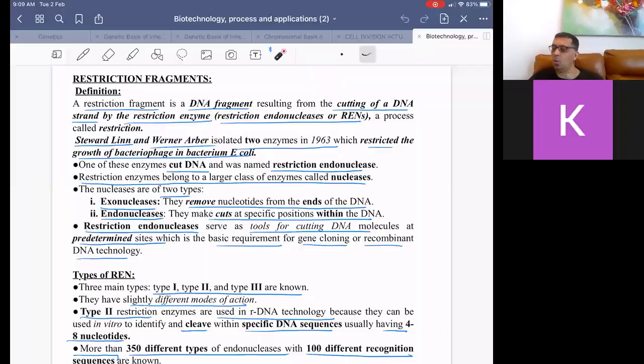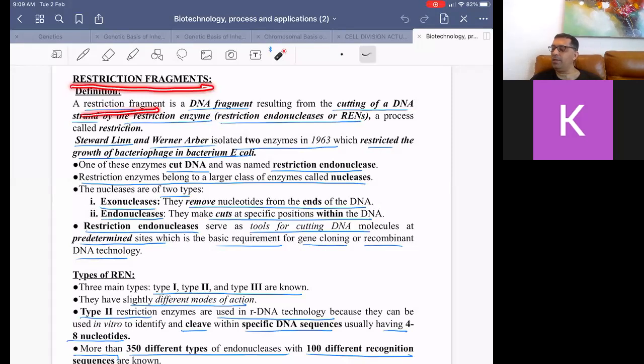And now we talk about the beautiful logic of restriction enzymes and how restriction enzymes cut the DNA. Beautiful point, listen to this carefully. What are restriction fragments and restriction enzymes?